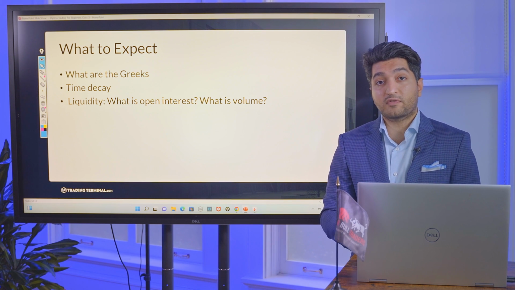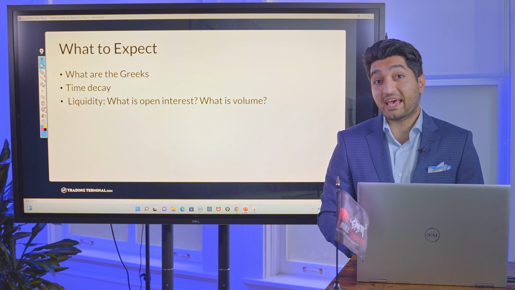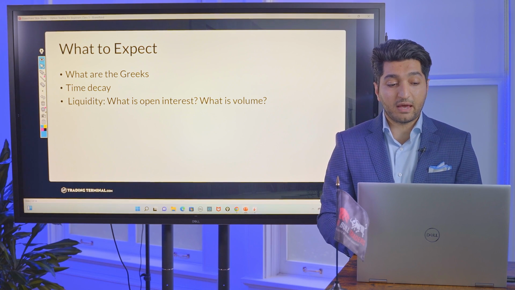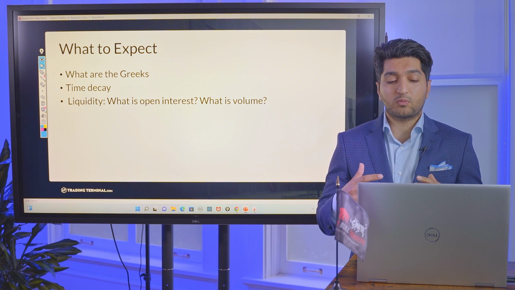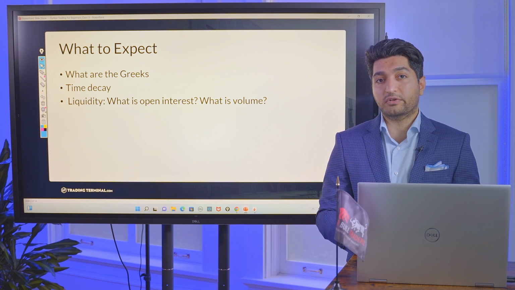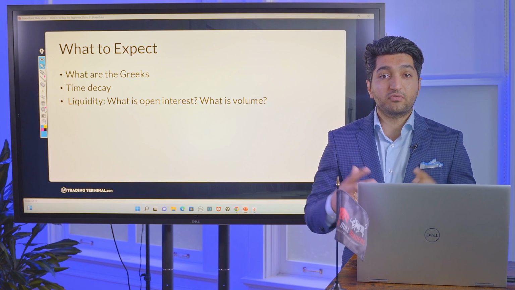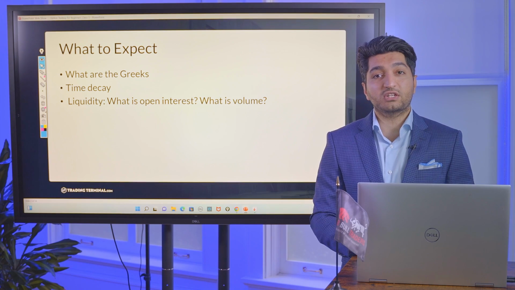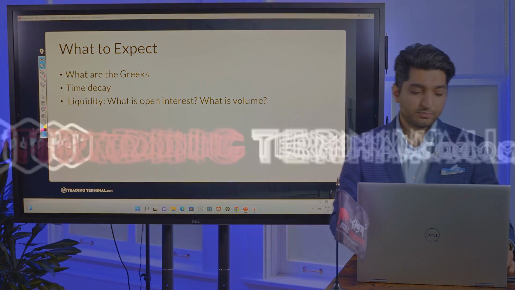So we covered a lot of stuff today. We talked about the Greeks, the delta, the gamma, the theta. We talked about time decay, and we talked about liquidity of an option. What does open interest mean? What does volume mean? And after that, we're going to start introducing some key strategies for beginner option traders. I'm really excited for you guys. We're really laying some amazing foundation of your option trading journey. We'll see you in the next class.